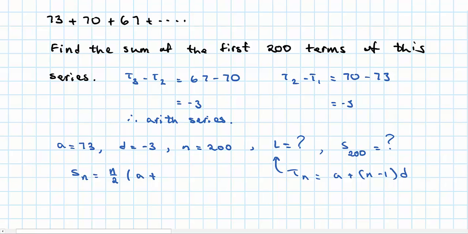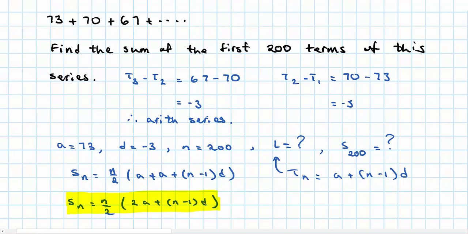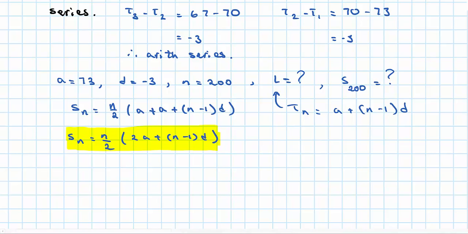I've got my a, I've got my d, and I can work out the last term. So the formula changes. Instead of having L in the formula, now I have a plus (n minus 1)d. And that can be simplified. So Sn is n on 2 (2a plus (n minus 1)d). So this is the alternative formula for sum of n terms, and we need to know this so that we can work out the sum if we don't know the last term.